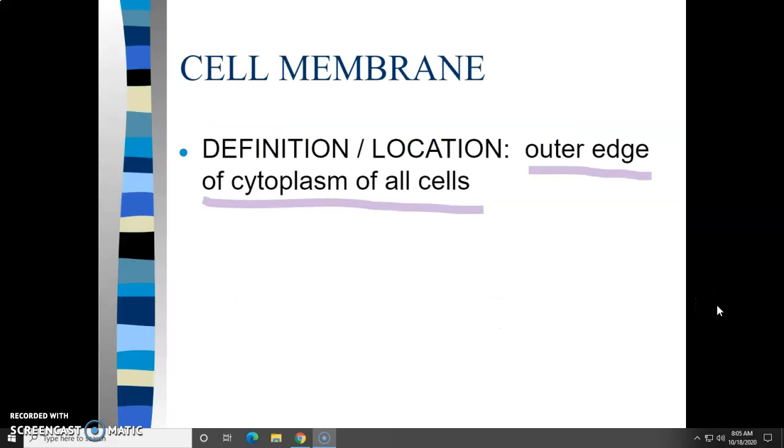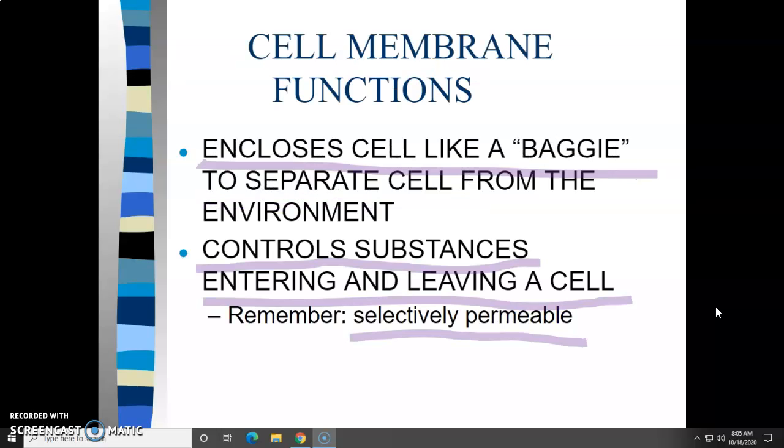The definition and location, of course, is the outer edge of cytoplasm of all cells. And keep in mind, you can stop this as we go to give yourself time to get things written in. Okay, and the functions. It encloses the cell like a baggie, like a Ziploc bag. It separates the cell from its exterior environment. And it also controls the substances that enter and leave a cell. It is the gatekeeper. It tells the cell what can come in and what can come out.